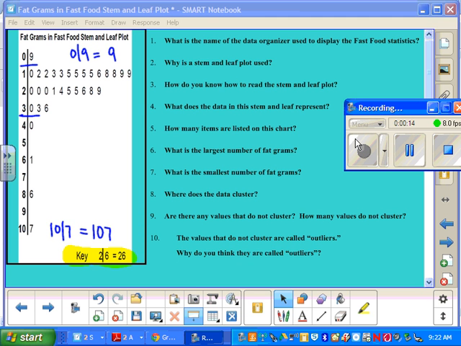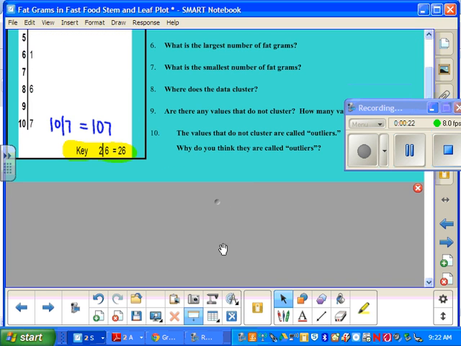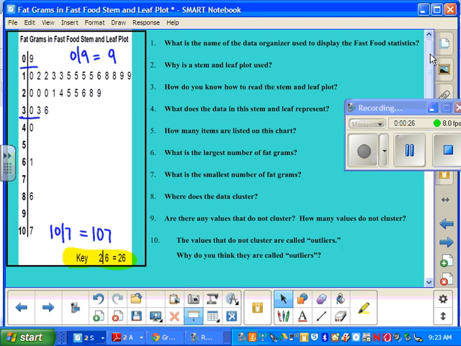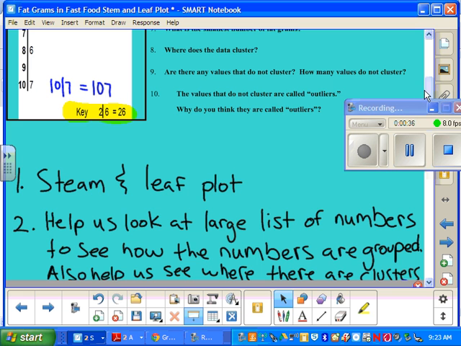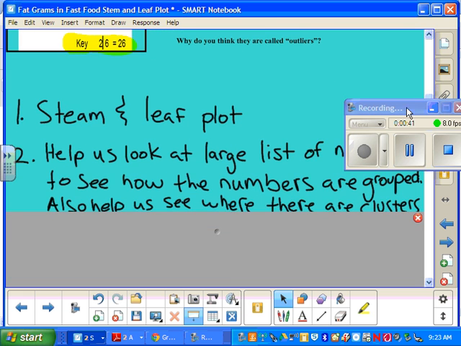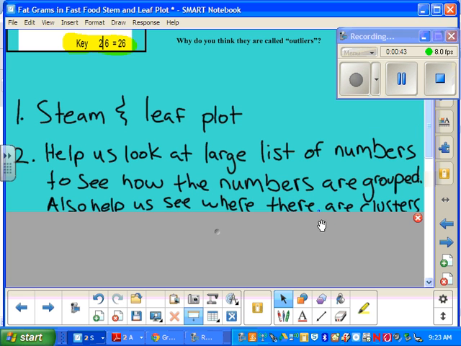Okay, question number 1. What is the name of the data organizer used to display the fast food statistics? The name of our data organizer is going to be the stem and leaf plot. Question 2. Why is the stem and leaf plot used? The stem and leaf plot helps us look at large lists of numbers to see how the numbers are grouped. They also help us look at where there are clusters of numbers.